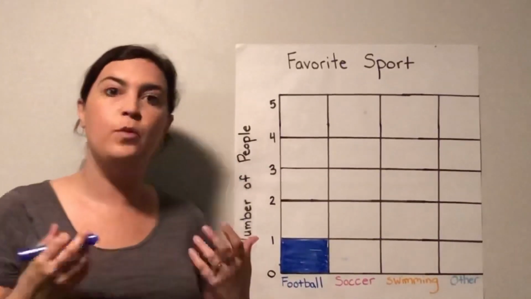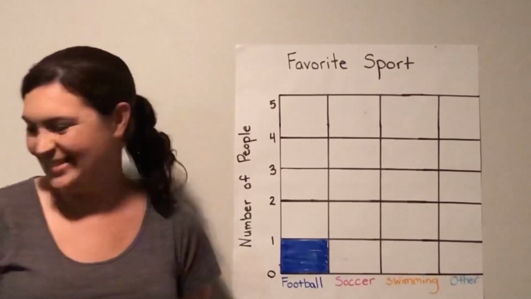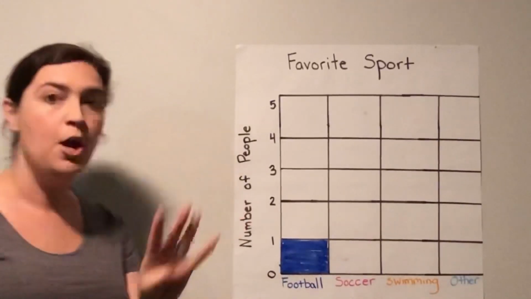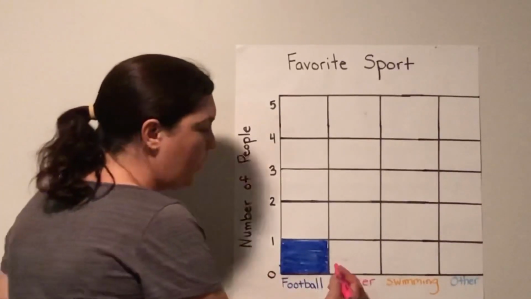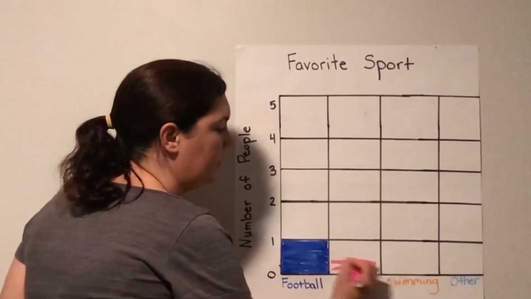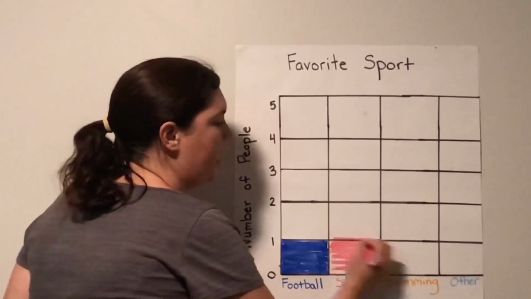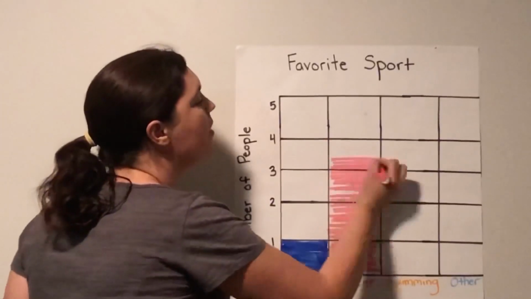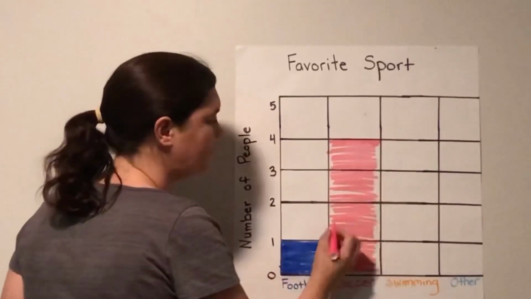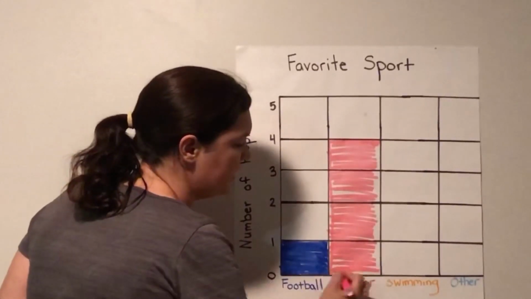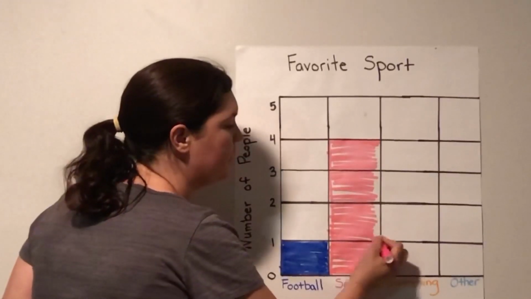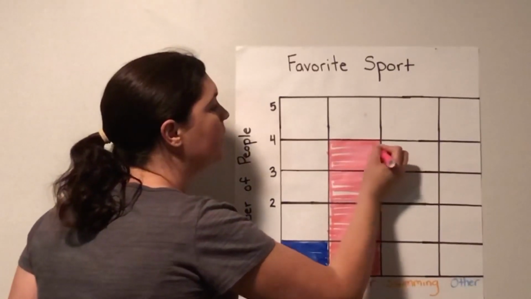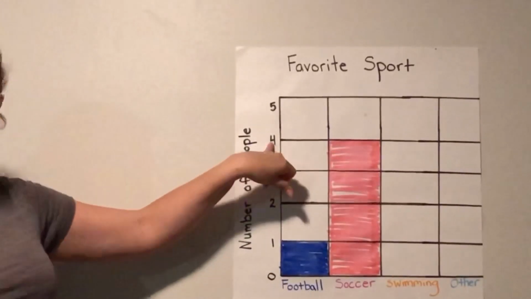The next sport that we asked our friends about was soccer. When we asked our friends about soccer, we found out that there were 4 friends who had soccer as their favorite sport. So we're going to fill in our bar graph, not just 1, not just 2, continue to 3, and all the way up to 4. And you can fill in your bar graph even nicer with your coloring as well. But I want to make sure that you understand how to fill out a bar graph. So you could clearly see that 4 people chose soccer.